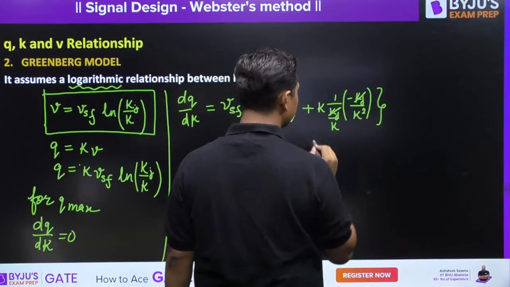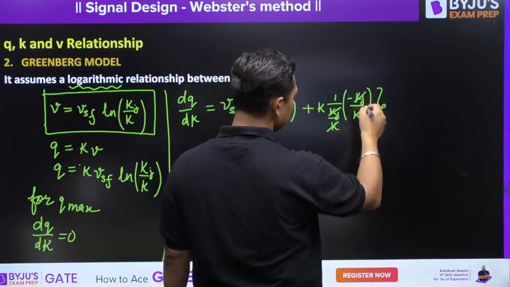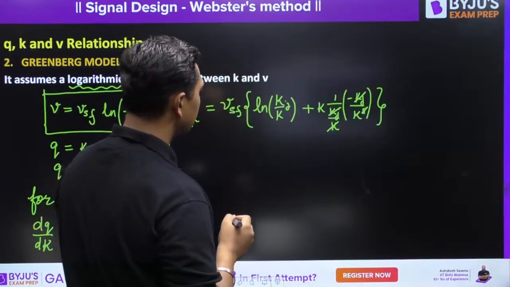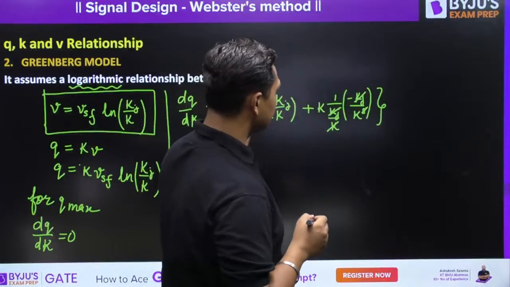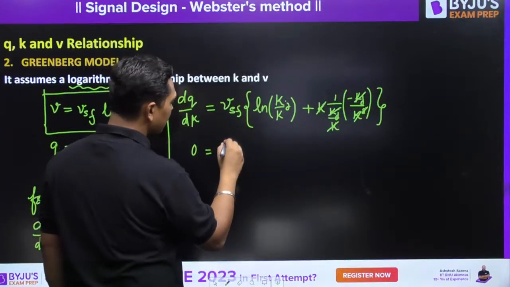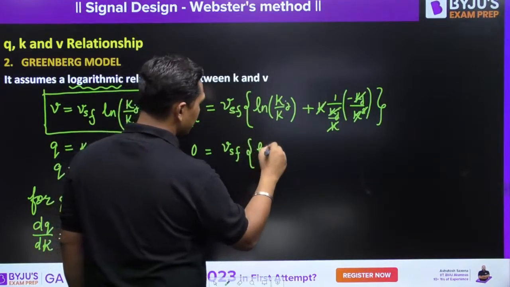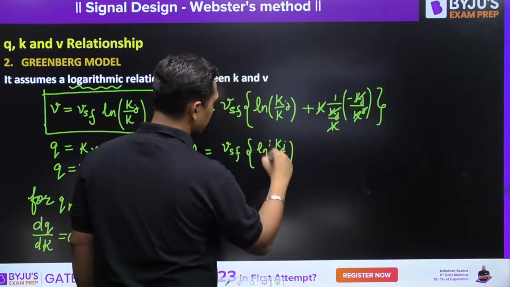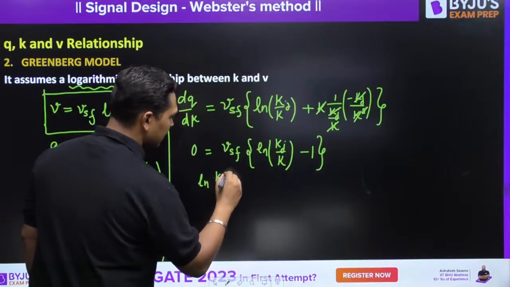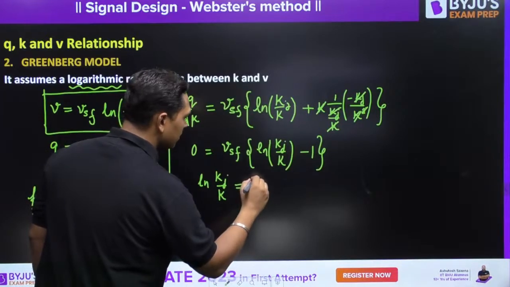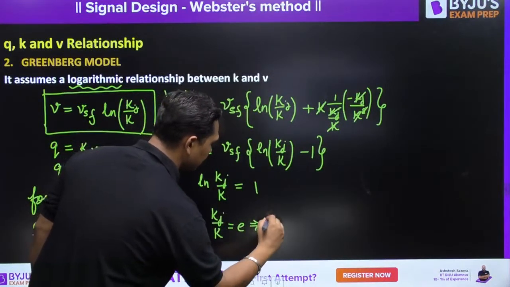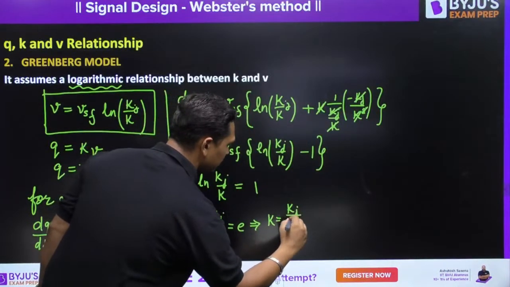So kj cancels out, k will cancel out with this k, and this is also cancelling out. This goes up, k square is cancelling out, so minus 1. So this will become equal to 0. VSF ln kj by k minus 1. So when this is equal to 0, VSF will be 0. So ln kj by k will be equal to 1. So kj by k will be equal to e, which implies k is equal to kj by e.